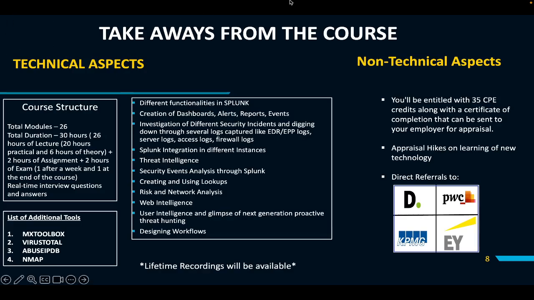Then regarding the takeaway from this particular course, the course structure is designed in 26 modules, and the total duration is 30 hours. Out of the 30 hours, 26 hours of lecture will be there, and based on this 26 hours, 20 hours will be the practical part, and 6 hours will be the theory part. Then there will be 2 hours of assignment and 2 hours of exam. One exam will be taken after 1 week of the course, and one at the end of the course. So that is how the course structure is designed, and real-time interview questions as well as booklets will be shared with you.